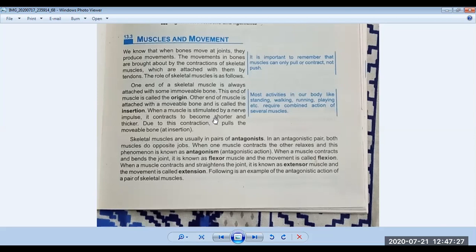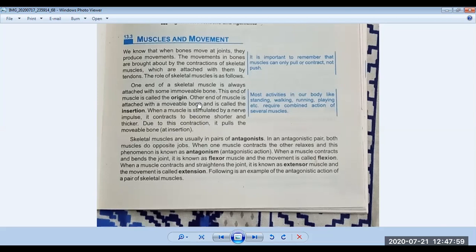At that time, the brain sends a message to the spinal cord, and the spinal cord immediately produces a nerve impulse to send a message to your hand. So when a baby pulls its hand, what will happen? The muscle, which muscle? The biceps muscle will contract and become shorter and thicker. Due to this contraction, it pulls the movable bone at the insertion.